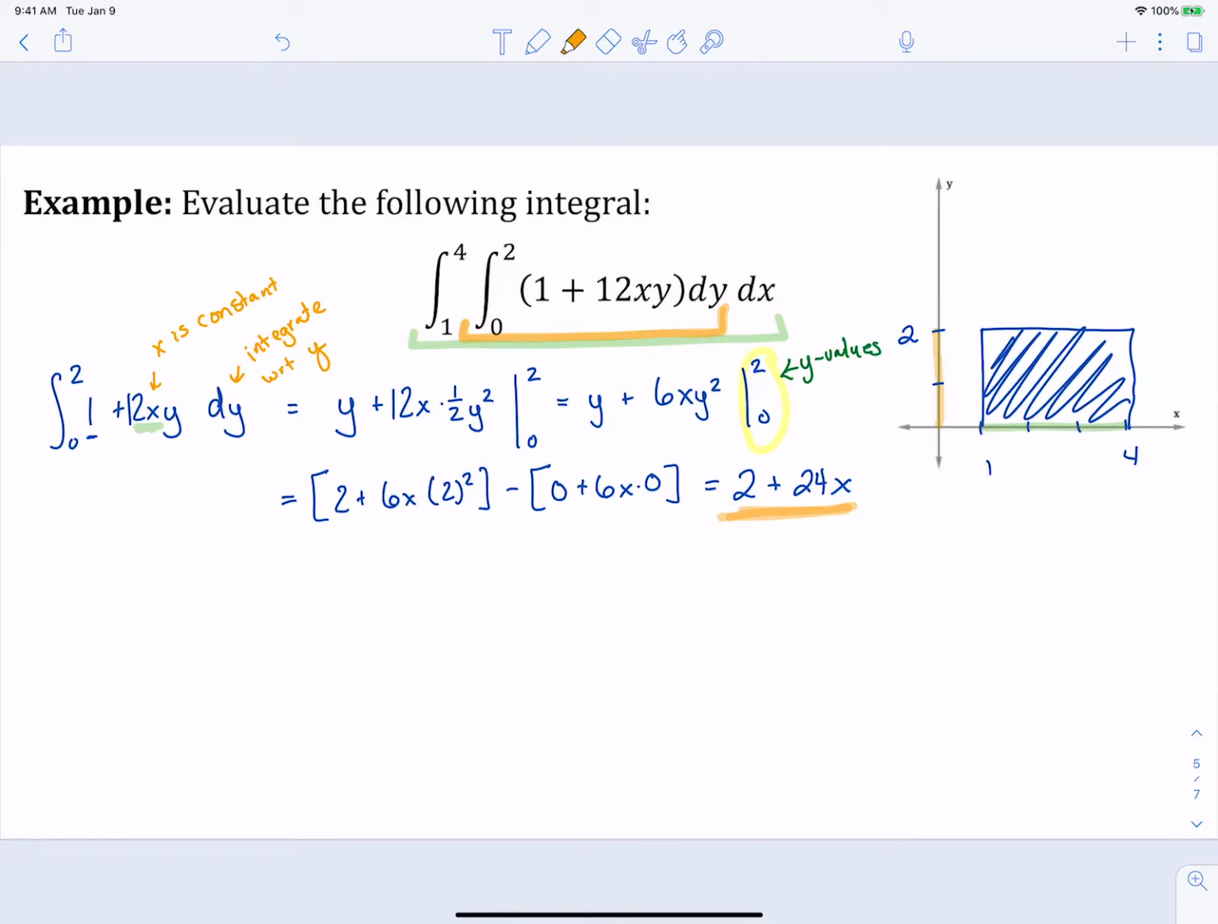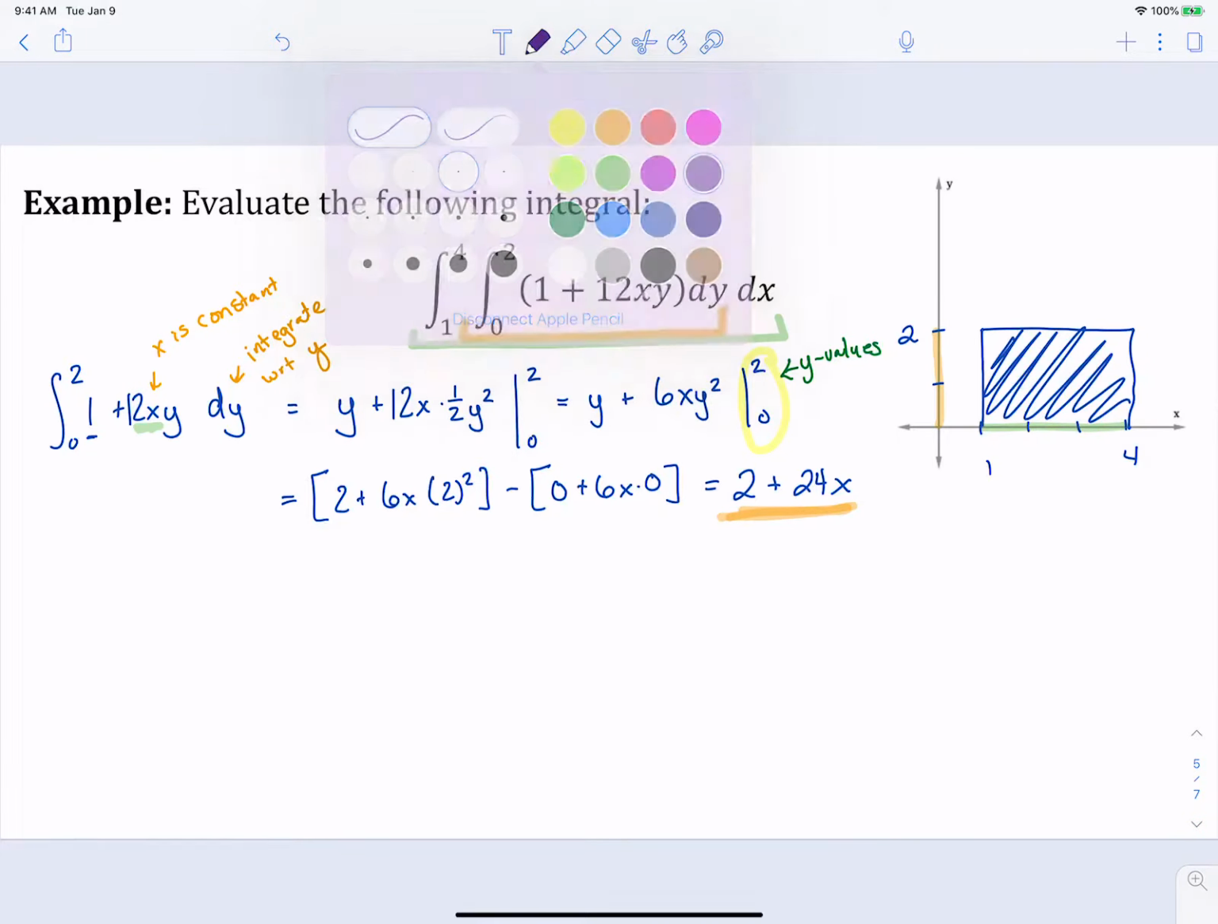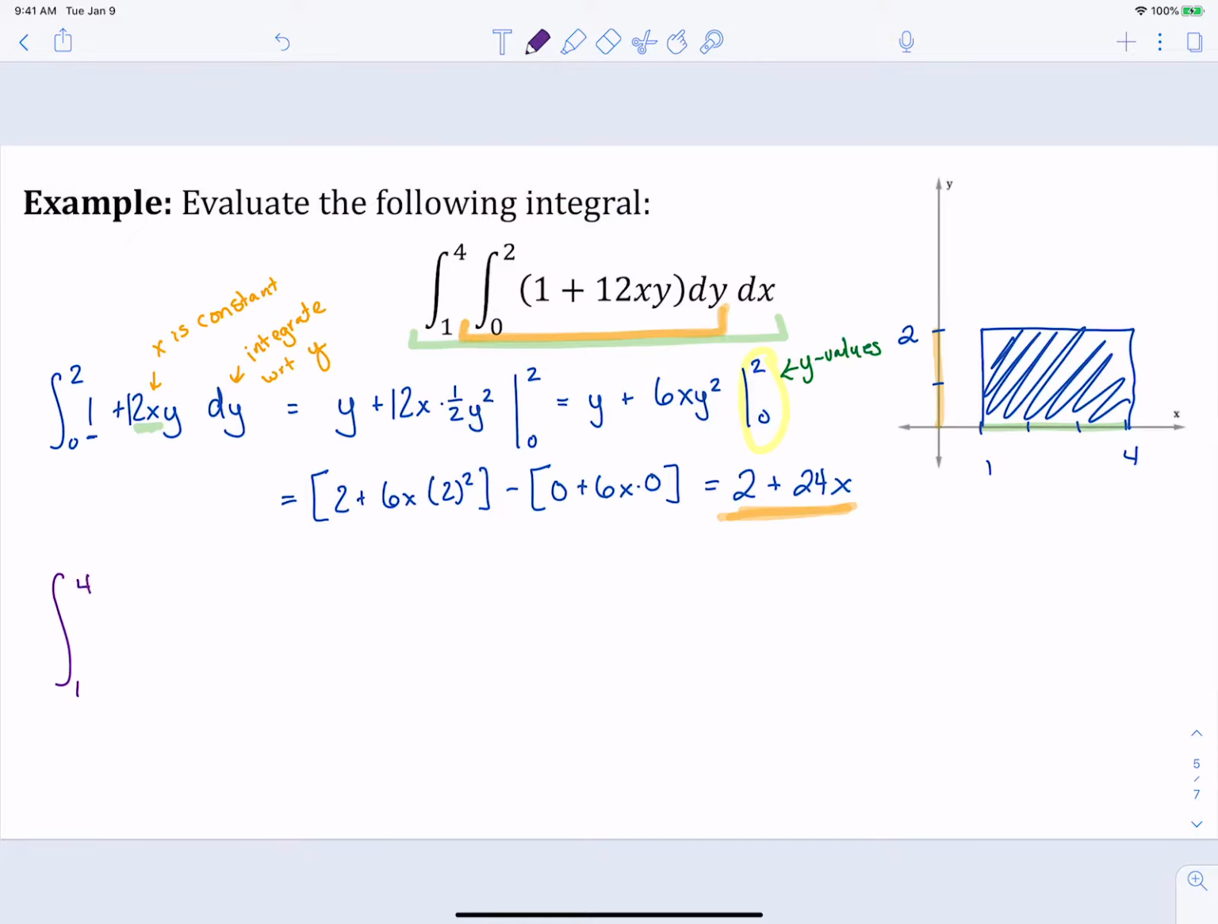So that orange integral we can replace. We still have the 1 to 4, and we can replace that inside orange part with our 2 plus 24x dx. Now this looks like every integral that we ever did in 252. Our variable is just x, a single integral. You can do these as set up as that double integral with both the integration symbols, but I like to do that inner integral first and then take that answer and plug it into the outer integral. It just helps my brain not get confused.